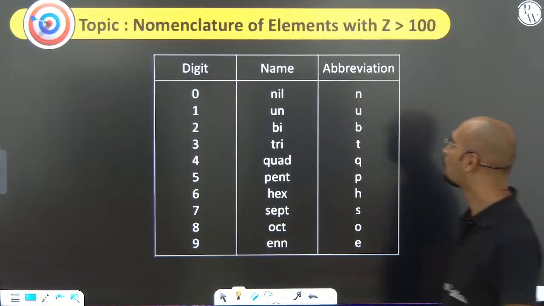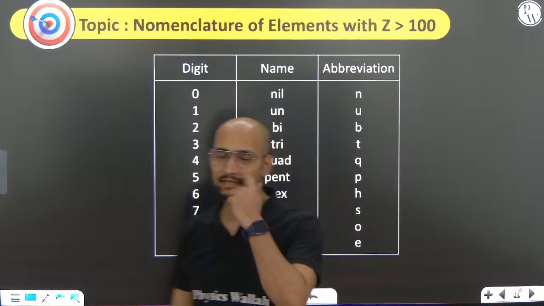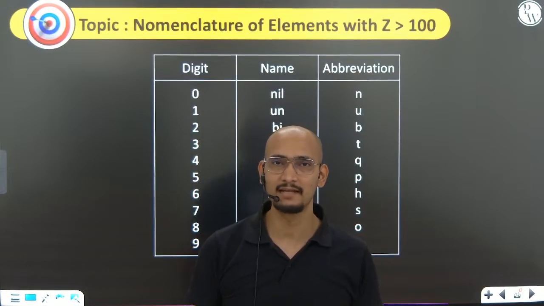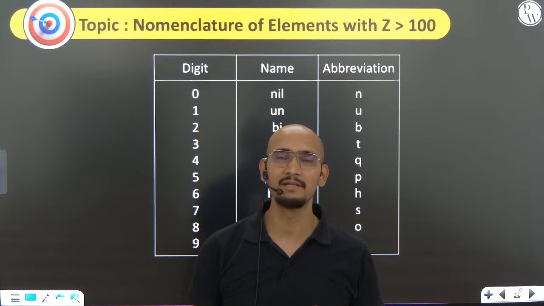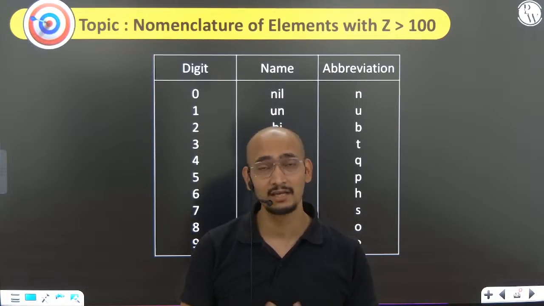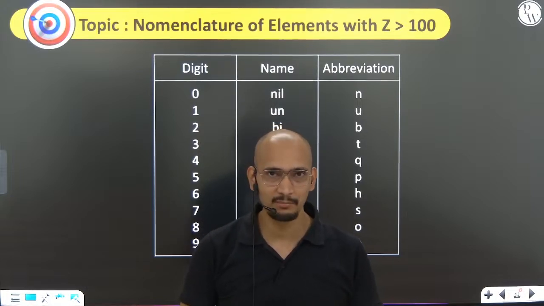Now, nomenclature of the elements with z more than 100. Whenever z is more than 100, we have to understand that most of these elements are human made, and they are named after different scientists. This question from JEE Mains has also been asked.